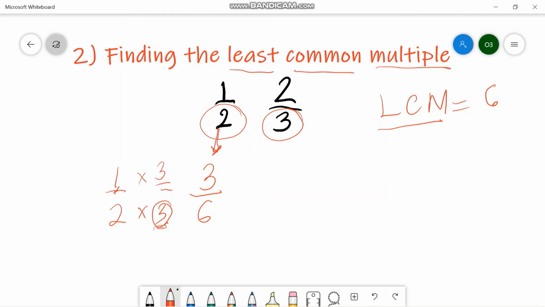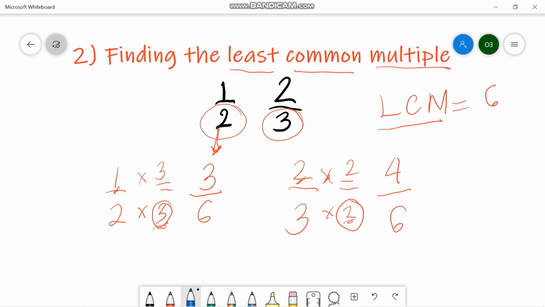Now let's go to 2/3. Again, we will do the same process. Our LCM, or least common multiple, is 6. What will you multiply to 3 to get 6? We will multiply 2. So 3 times 2 is equal to 6. Whatever you multiply to 3, you have to multiply to your numerator, which is 2. You multiplied 2 here, so you have to multiply 2 here also. 2 times 2 is equal to 4. So you have 4/6.